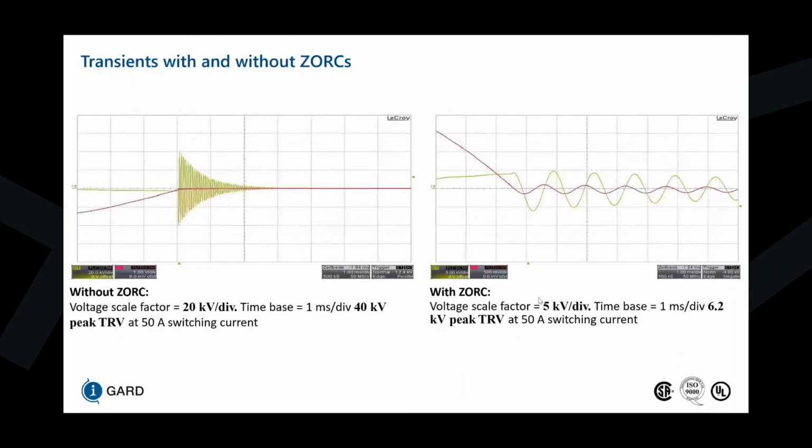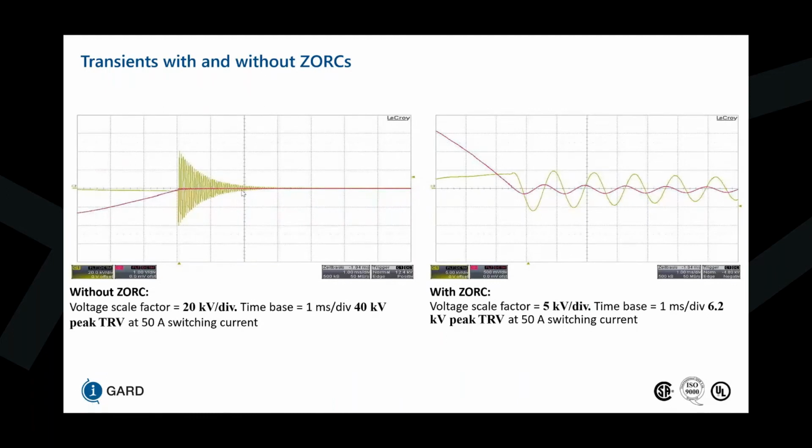So let's take a look at this graph here, where we have a graph on the left side without the ZORC. This is on a 12.47 kV system. From top to bottom, each of these rectangles represents 40 kV, and from left to right, we have 1 millisecond per div. So you could see that we experienced a 40 kilovolt peak TRV at a 50 amp switching current, and that lasted for a duration just over 2 milliseconds.